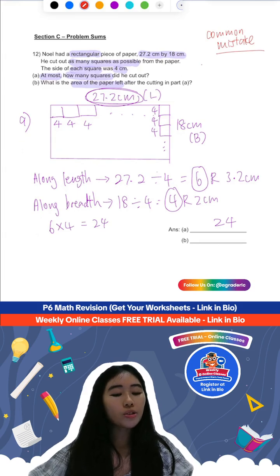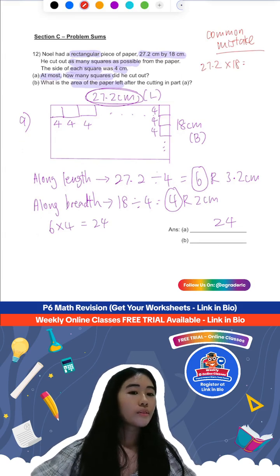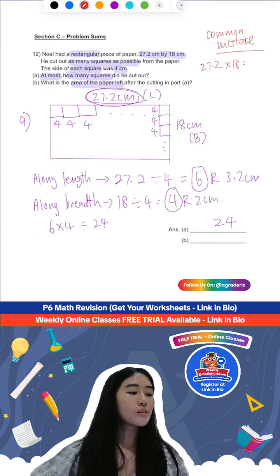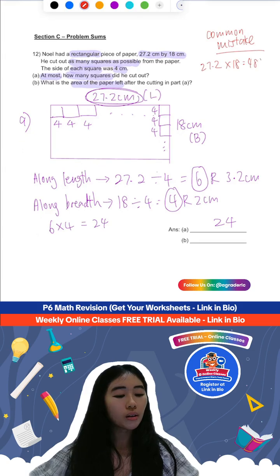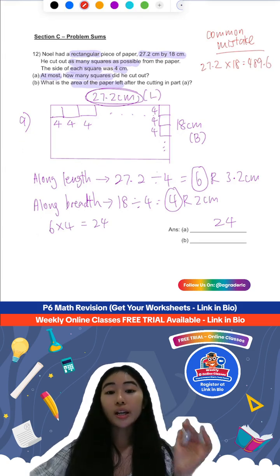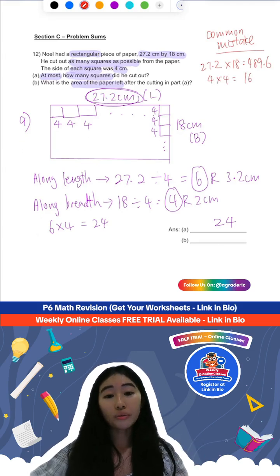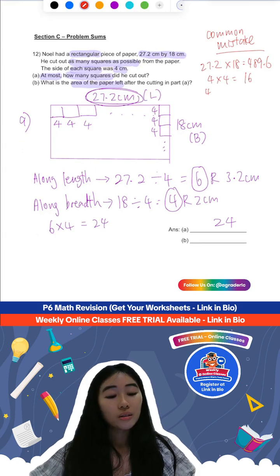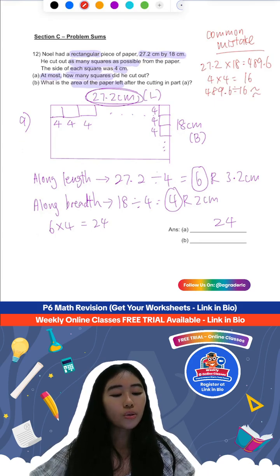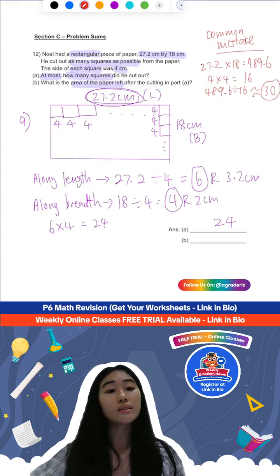Common mistake is you will take 27.2 times 18, right? Who did this? That means you're trying to find the entire piece of paper, right? Some of you did this. You get 489.6. Then after that, you find the area of one square, which is 4 times 4, that's 16. Then you try to divide these two numbers. 489.6 divided by 16. So that's how you got approximately 30 as the answer.